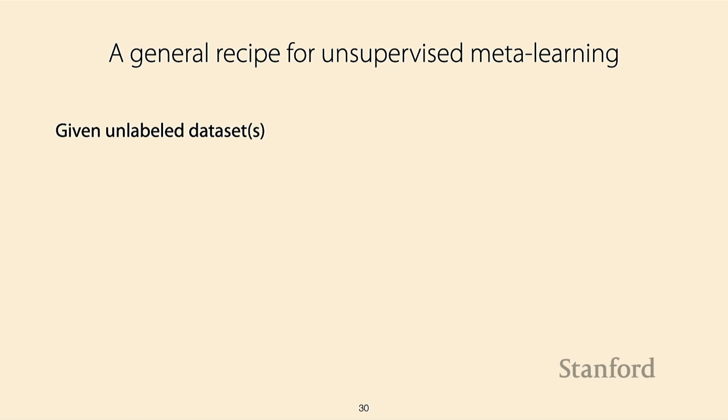The general recipe for these algorithms is going to be something like: we are given an unlabeled data set, then we will propose tasks from that data set, and then run meta-learning on the tasks that we proposed. And this is going to look a lot like the recipe that we saw for contrastive learning as well, where we are basically constructing tasks using different augmentation functions.